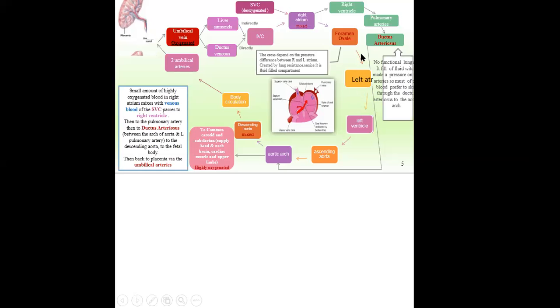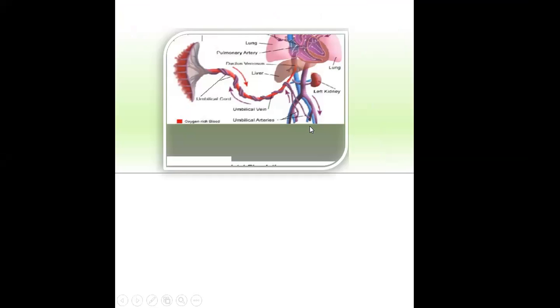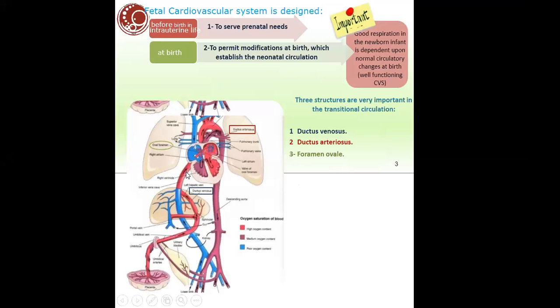So the maximum blood through the ductus arteriosus will come to the descending aorta, and from the left atrium it will go to the left ventricle. From the left ventricle, it will go to the ascending aorta. Here, this is the left atrium, so it will come to the left ventricle, and this ascending aorta will carry the oxygenated blood. Now, here.